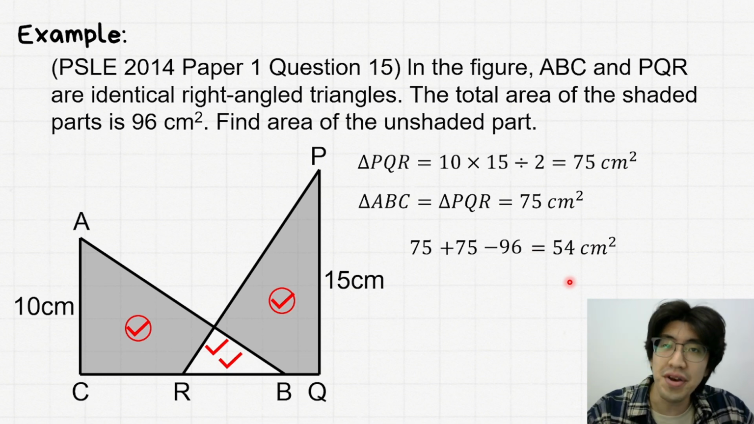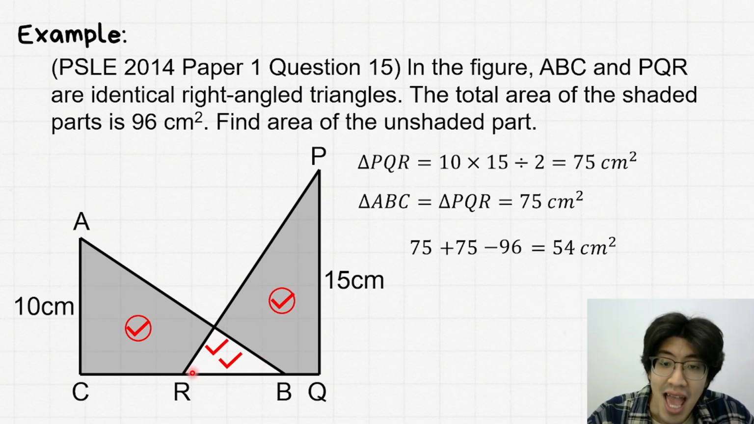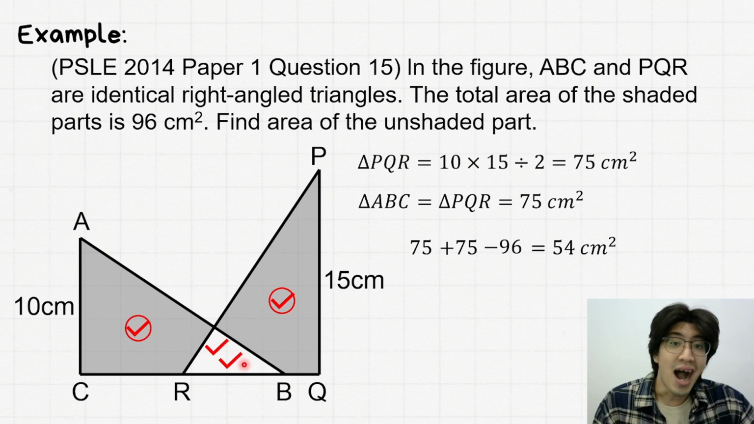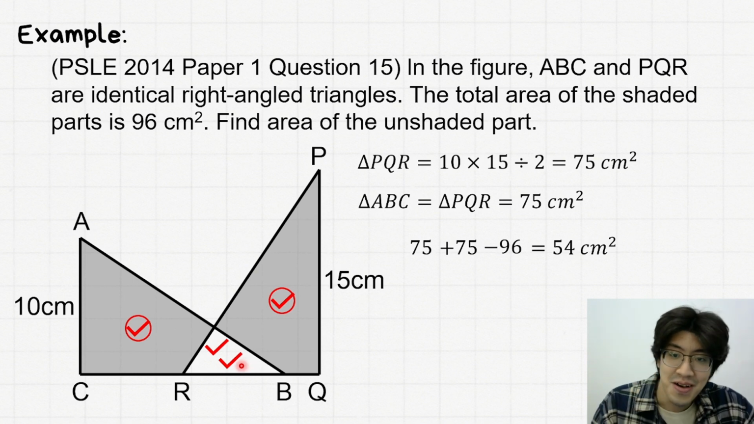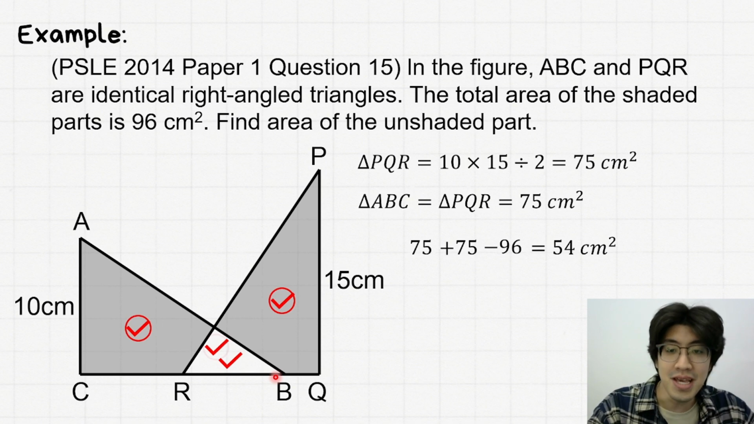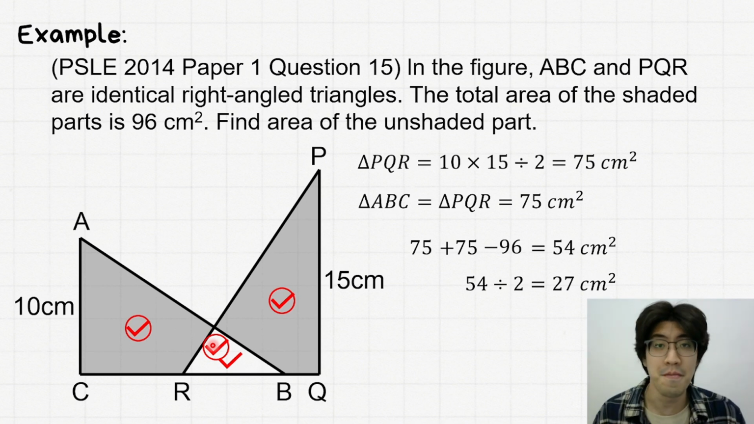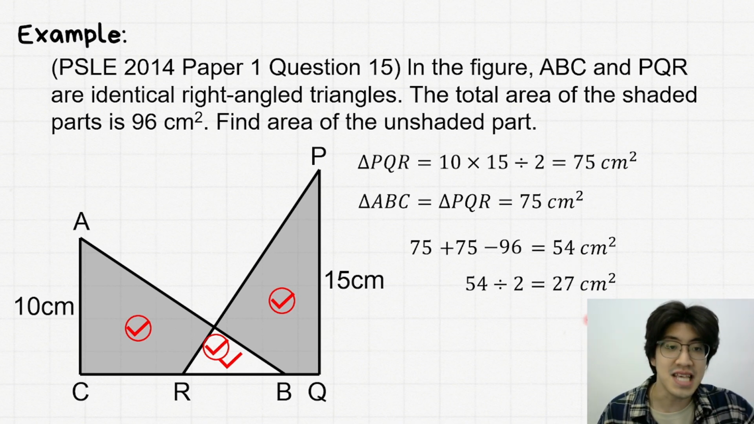But is 54 the answer? 54 is this area counted twice because there are two ticks. So what should I do now? I only want to find one tick, which is this area over here, once. So what do? I simply remove one of the ticks by dividing by 2. So the final answer to this problem is 27.